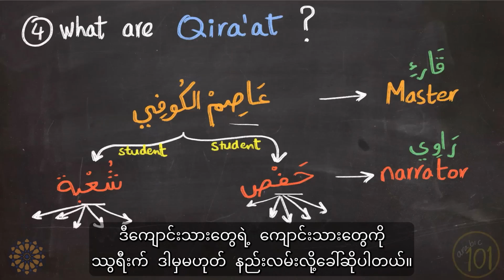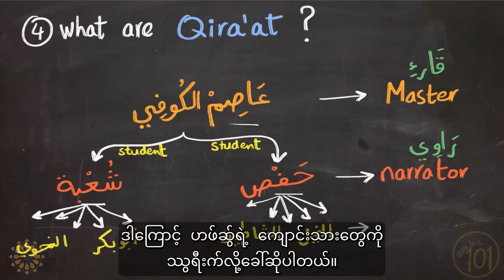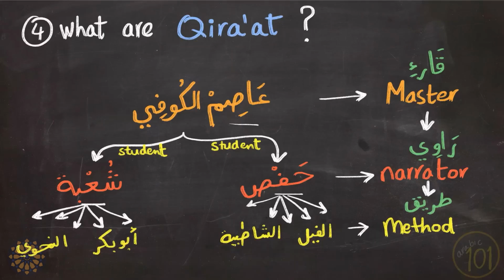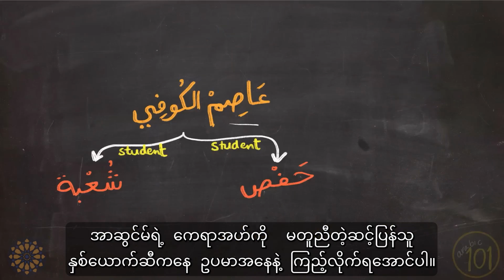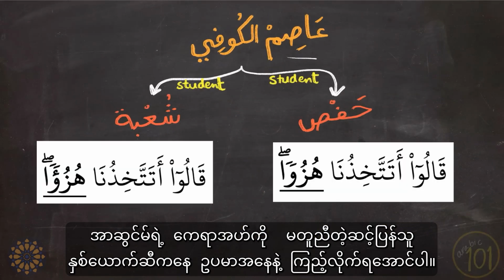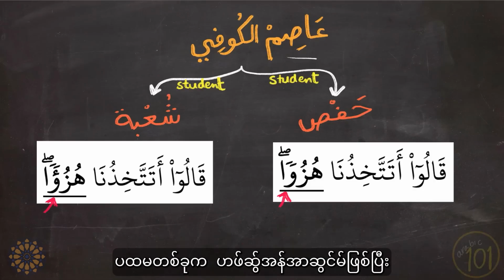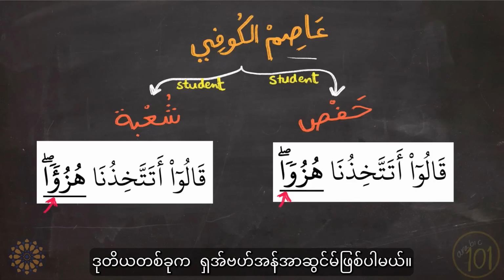Now the students of the students are called Tariq, or method. So the students of Hafs are then called Tariq. Let's have a look at an example that involves the Qira'ah of Asim from 2 different narrators. So the first one will be Hafs an Asim, and the second one will be Shu'bah an Asim.